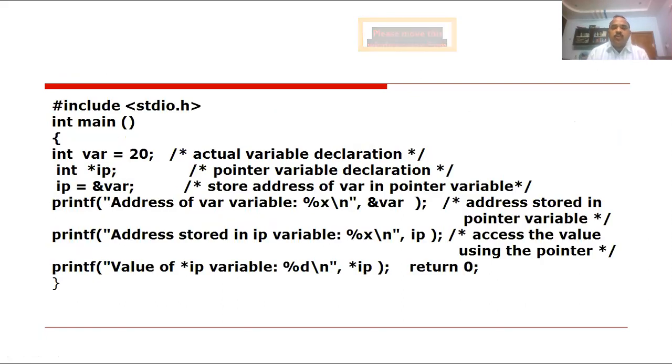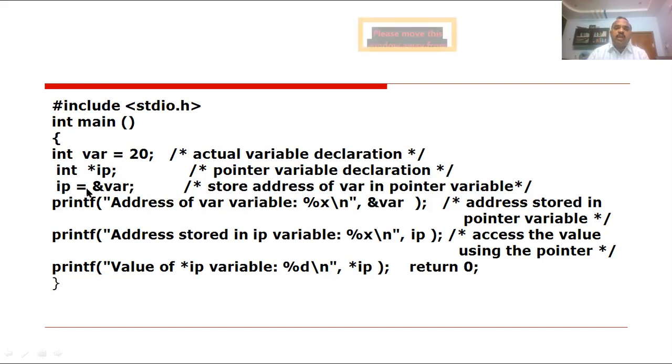So this is an example for using pointers. This is the hash include stdio.h, the standard input output header file. Then the main function. Every C program should have one function that is called the main function. Declare a variable, int var equal to 20. Here var is a general integer variable. Then int asterisk ip. ip is a pointer variable.